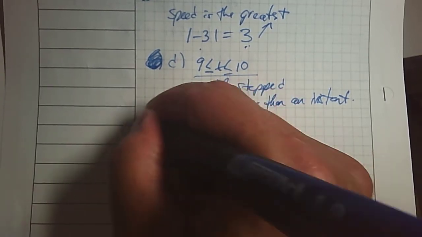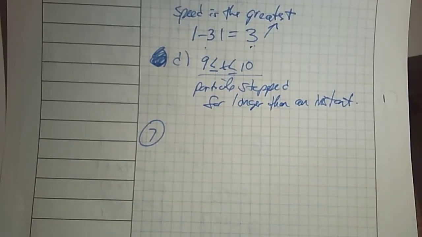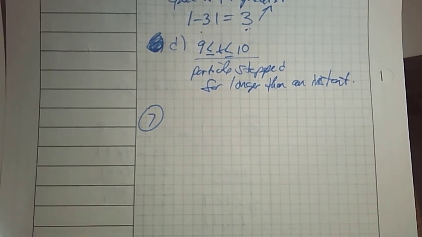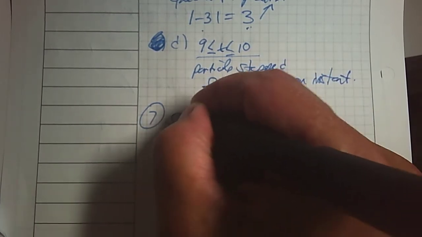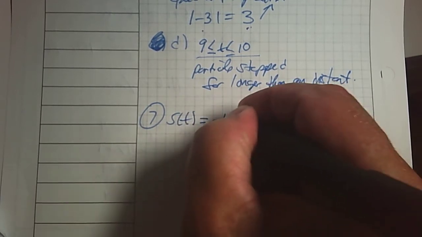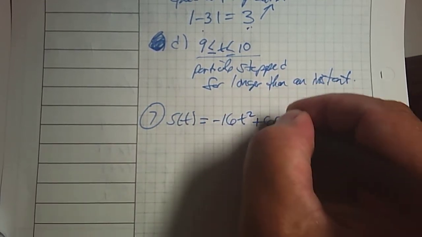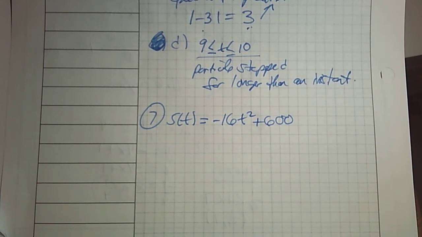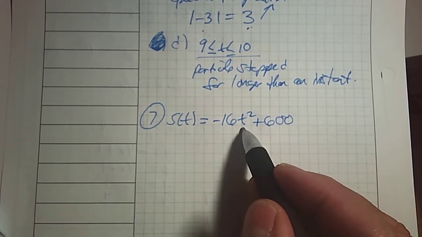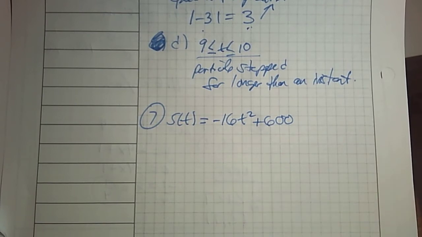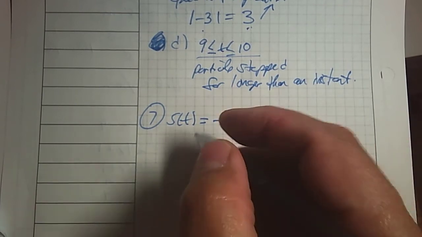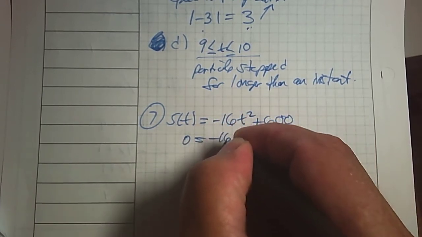All right, number 7 will be the last one on this video. The position time, and then I'm going to do the rest on another video. So the position at time t of a pebble dropped from initial height of 600 feet is given. So this is the position of it. So if I want to know the position of the pebble, I can plug in numbers for t to see where it's at. So the first question is, at what time will the pebble hit the ground? So that's when the position is 0.